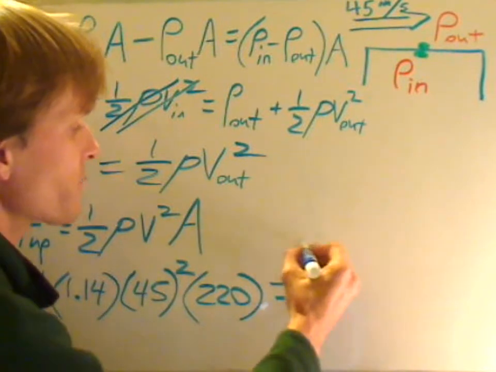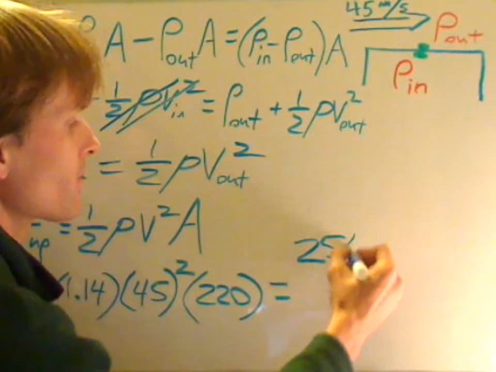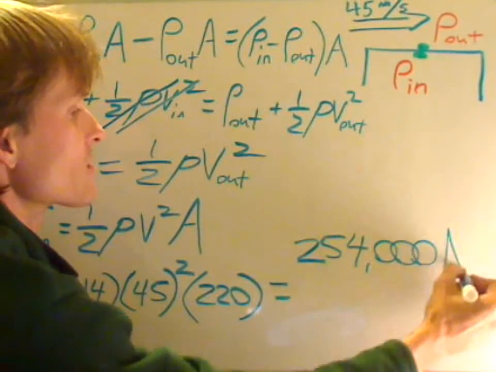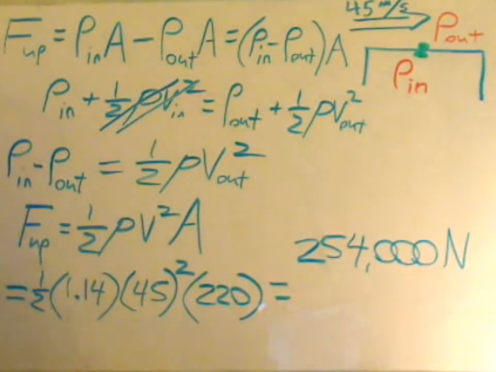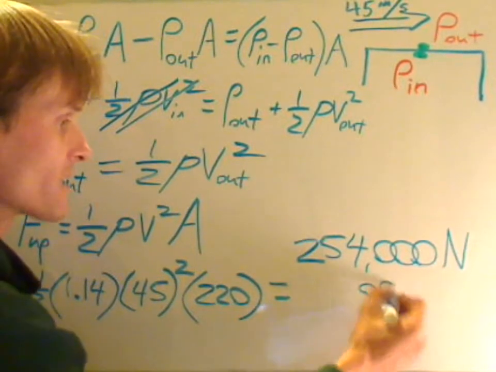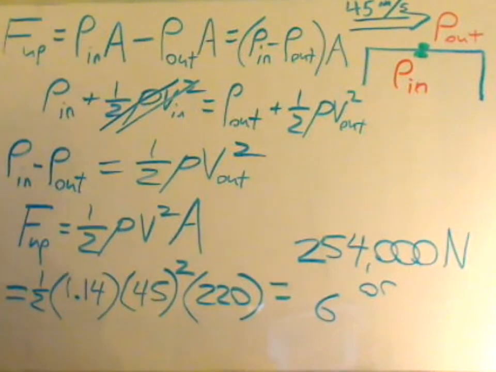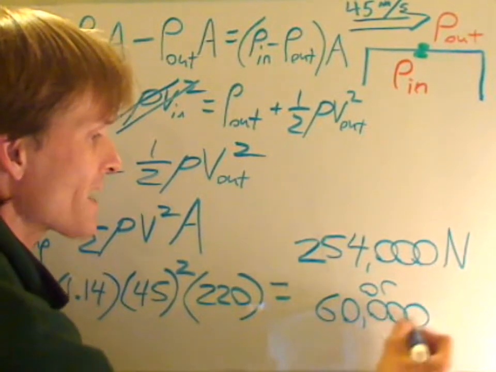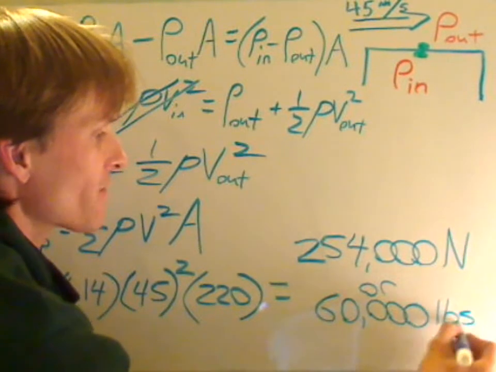It's 254,000 newtons. And in terms of pounds, that's about 60,000 pounds. So that's way larger than the actual weight of the roof.